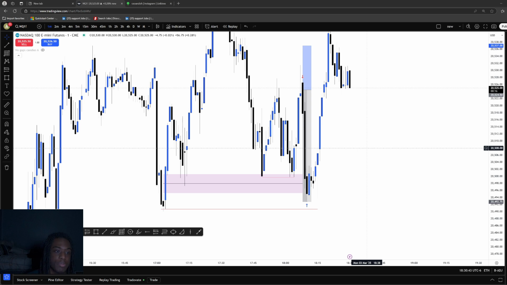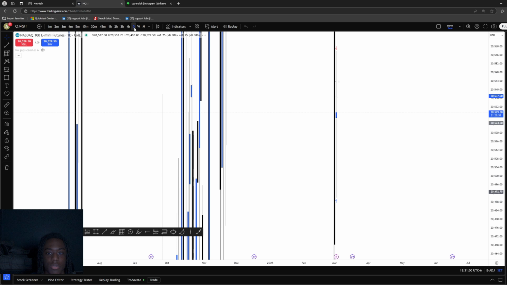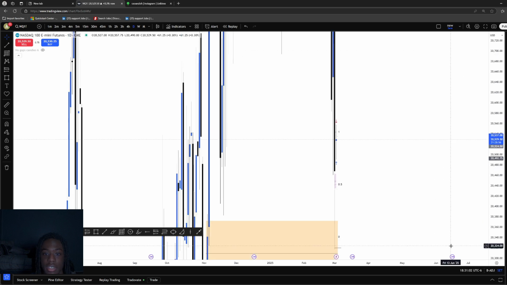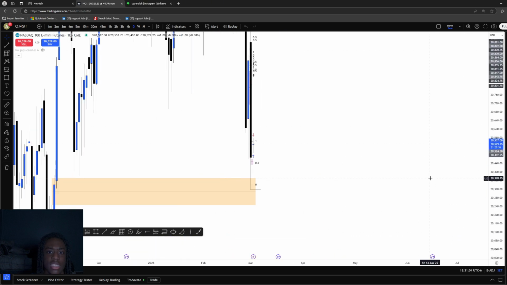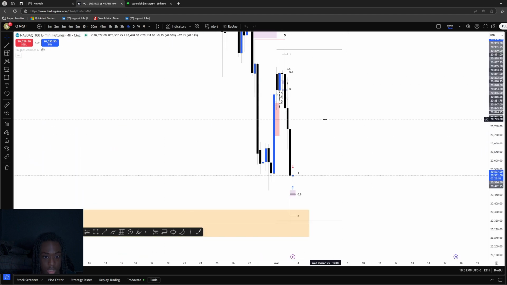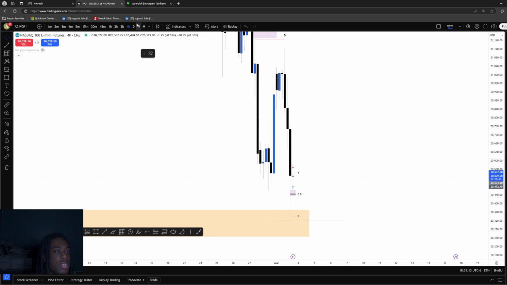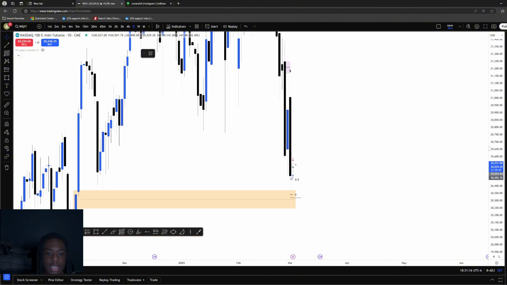So, I caught this setup during the Asia session. As you can see, this is where I got in right here, got out right here, perfect execution. But let me show y'all how I analyze this chart, right? So first thing first, I like to go into the daily, even though the session just opened.